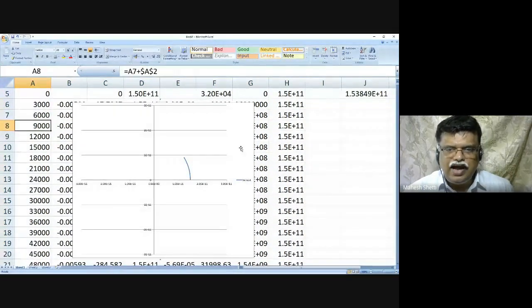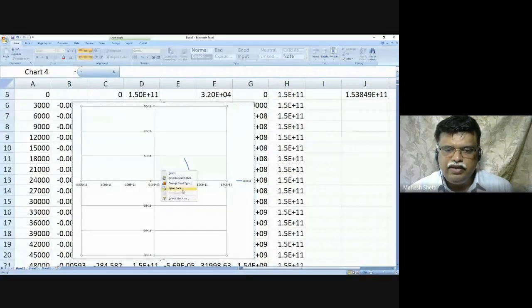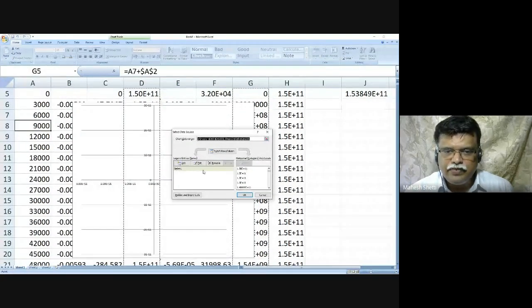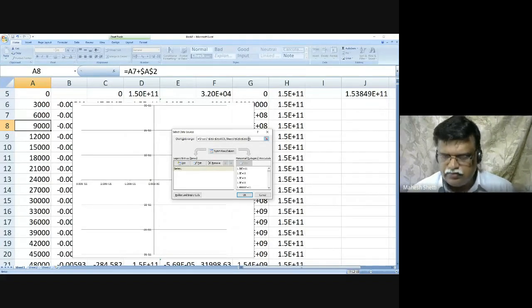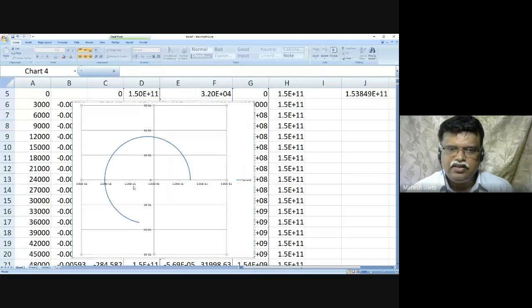It just does that. I have not updated the graph point. The graph point also should be updated. So let me select the data, and in this series, let me just put an extra 0 here. And yes, it is done.